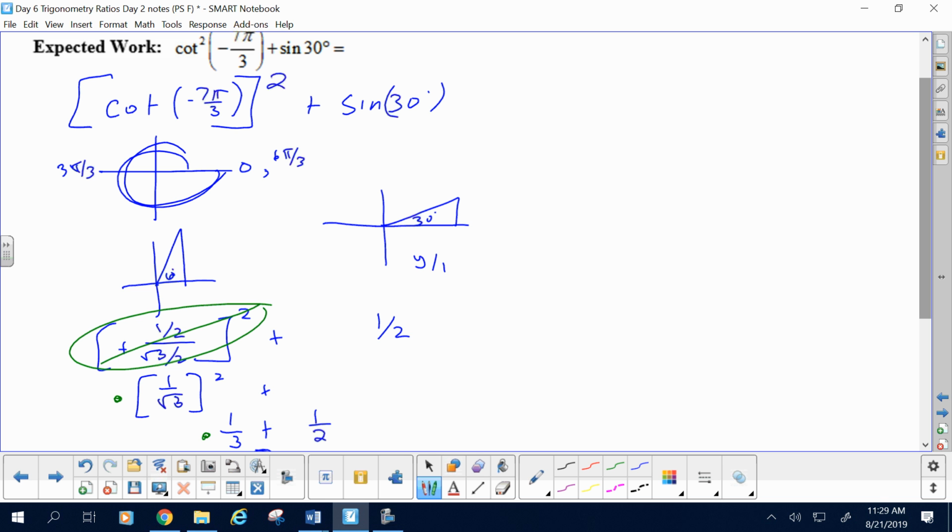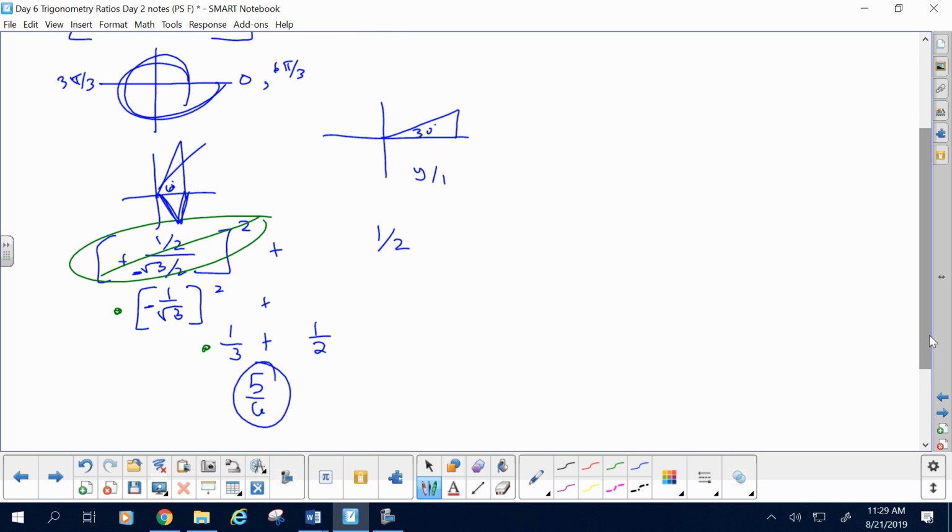It changes the triangle, it's not here but here, yeah? So it doesn't change the numbers, but it does change the sign. This is a negative root 3 over 2, which makes this a negative 1 over root 3. But thankfully, that's where our problems end because the square knocked it out.